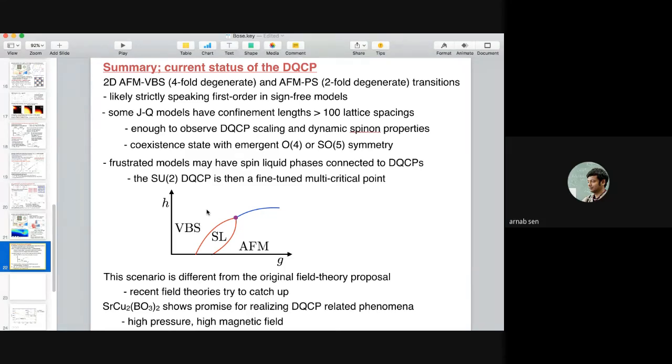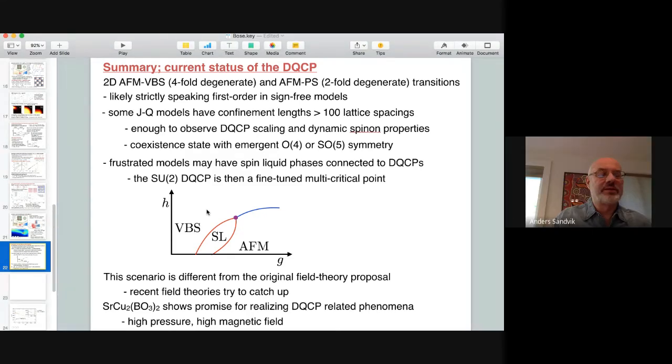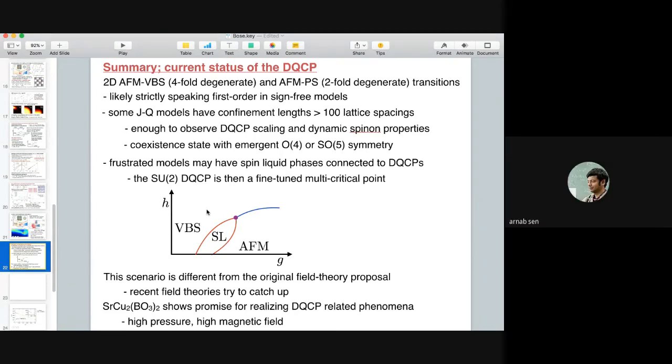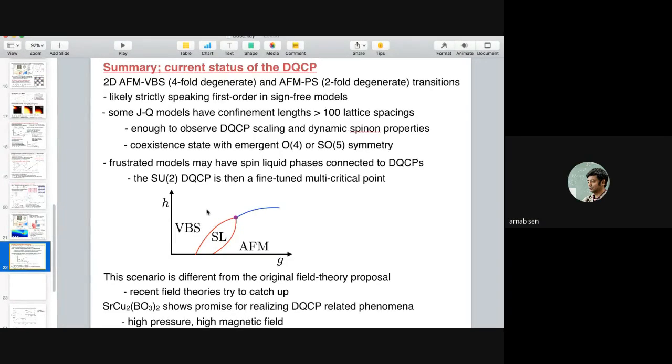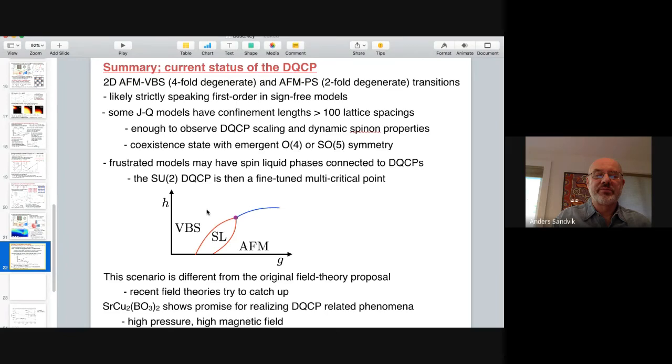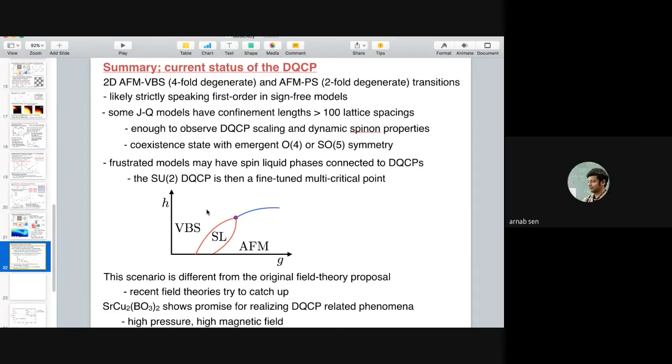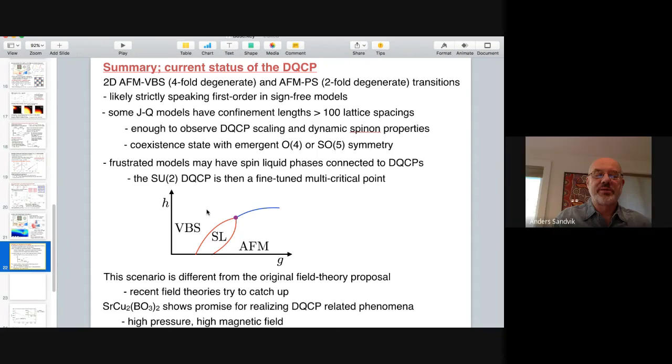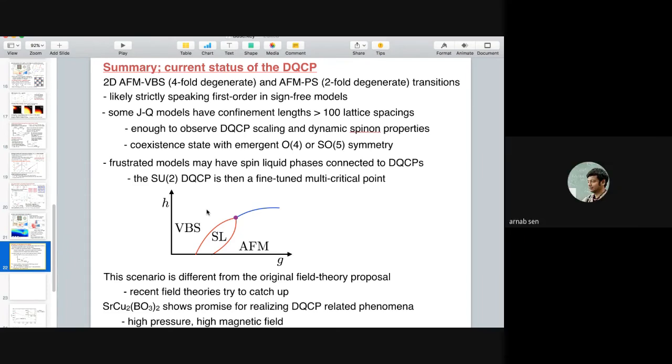Okay, good. Right. So the question is regarding the scheme that you suggested, that you might have a very weak kind of first order transition in these JQ type models. So there is a confinement length here. So basically, there's an internal structure to this sort of size of spinons, right?